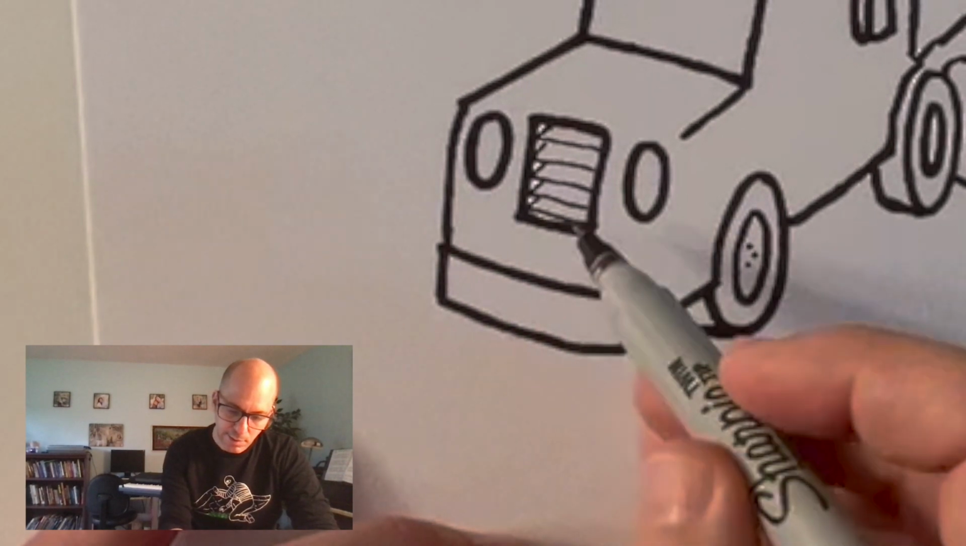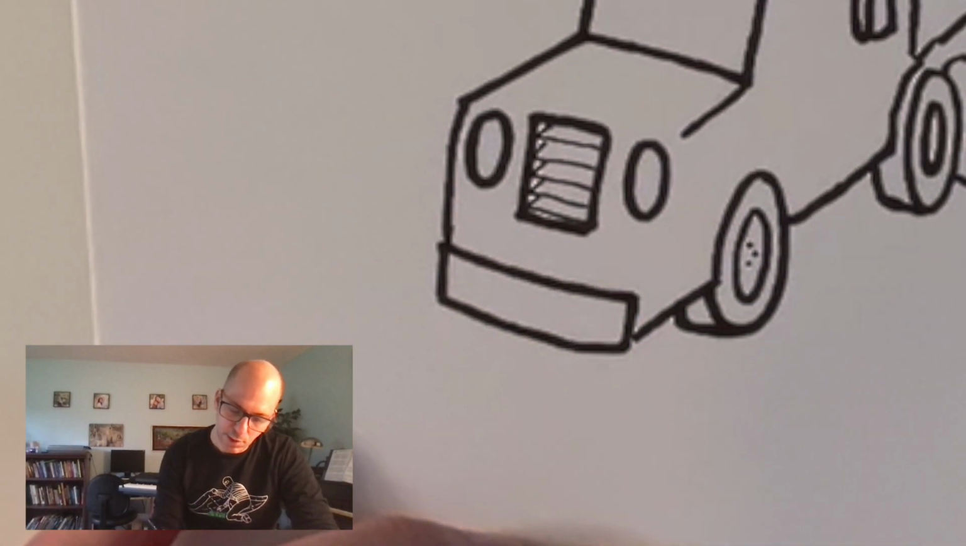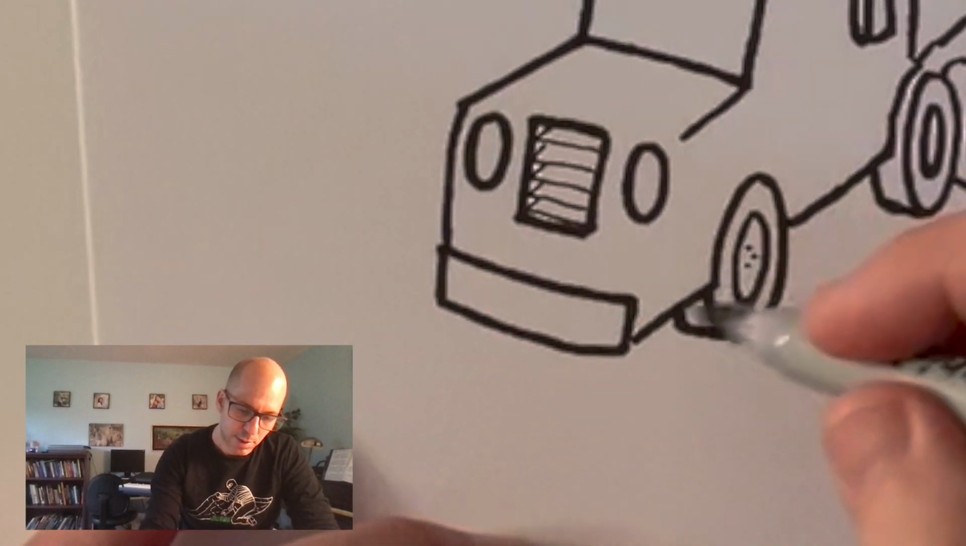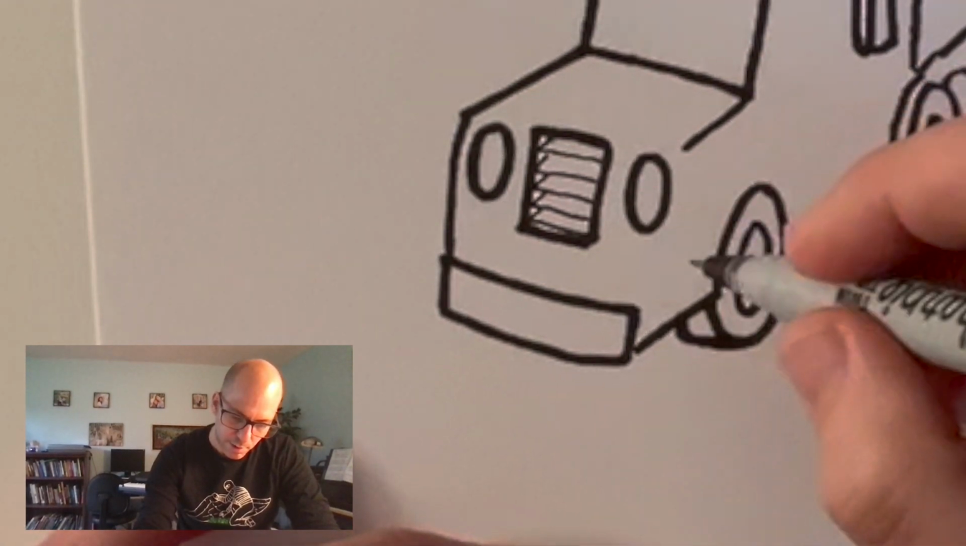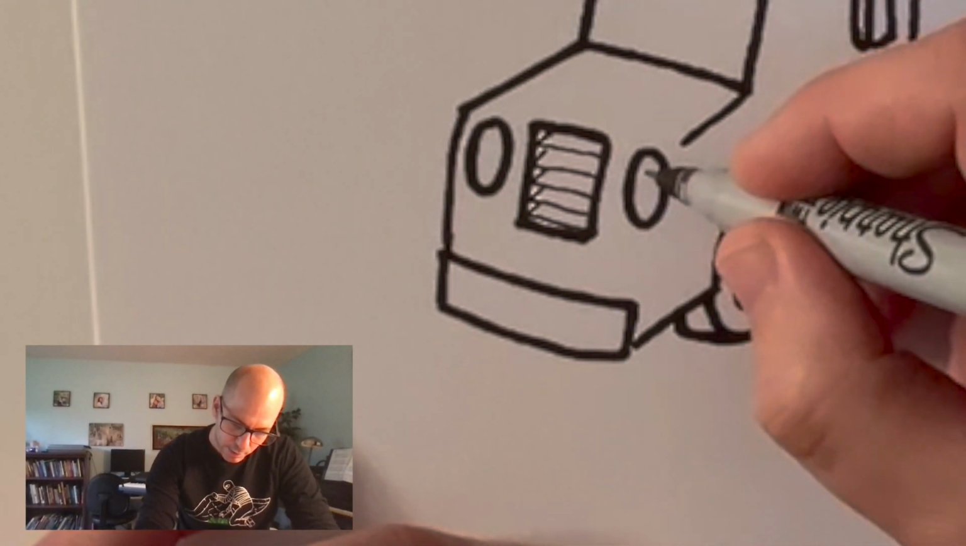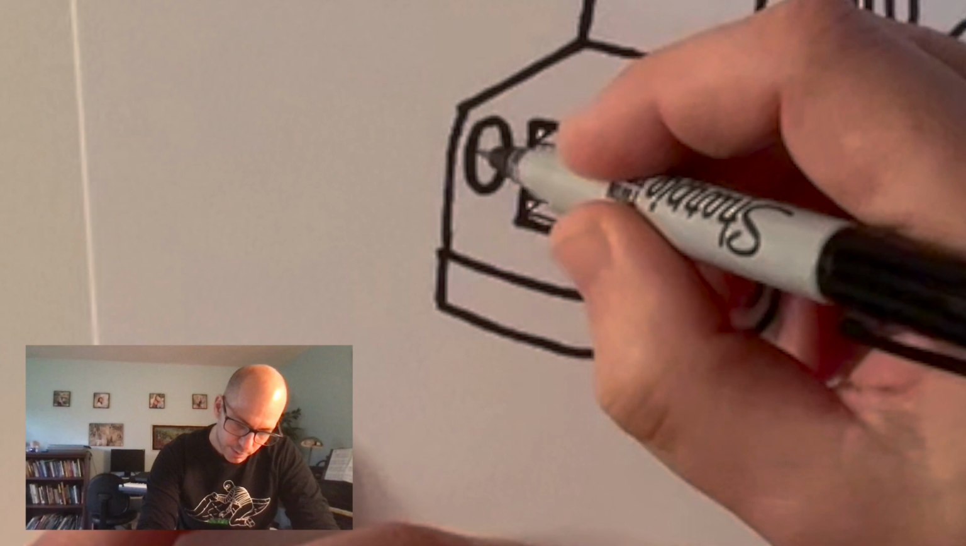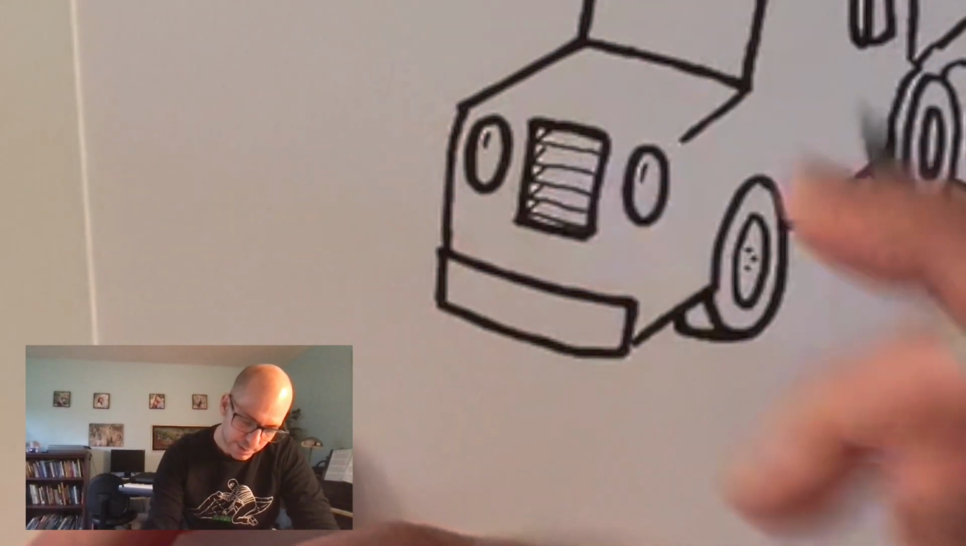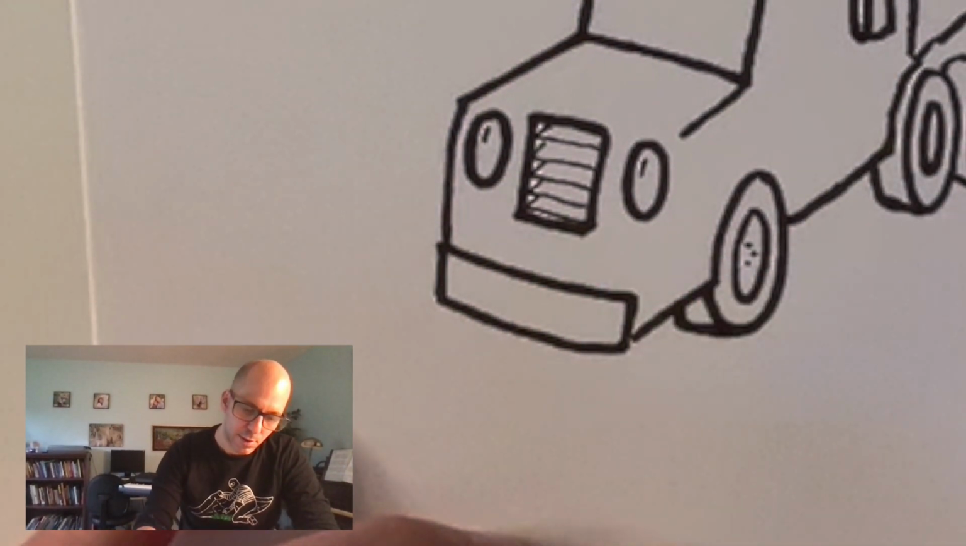It's such an easy little thing to do, and I think it just does so much to kind of capture that part of a truck or that part of a car. Alright, so headlights, I'll just put a little highlight there. I like that because it kind of makes it look like eyeballs.